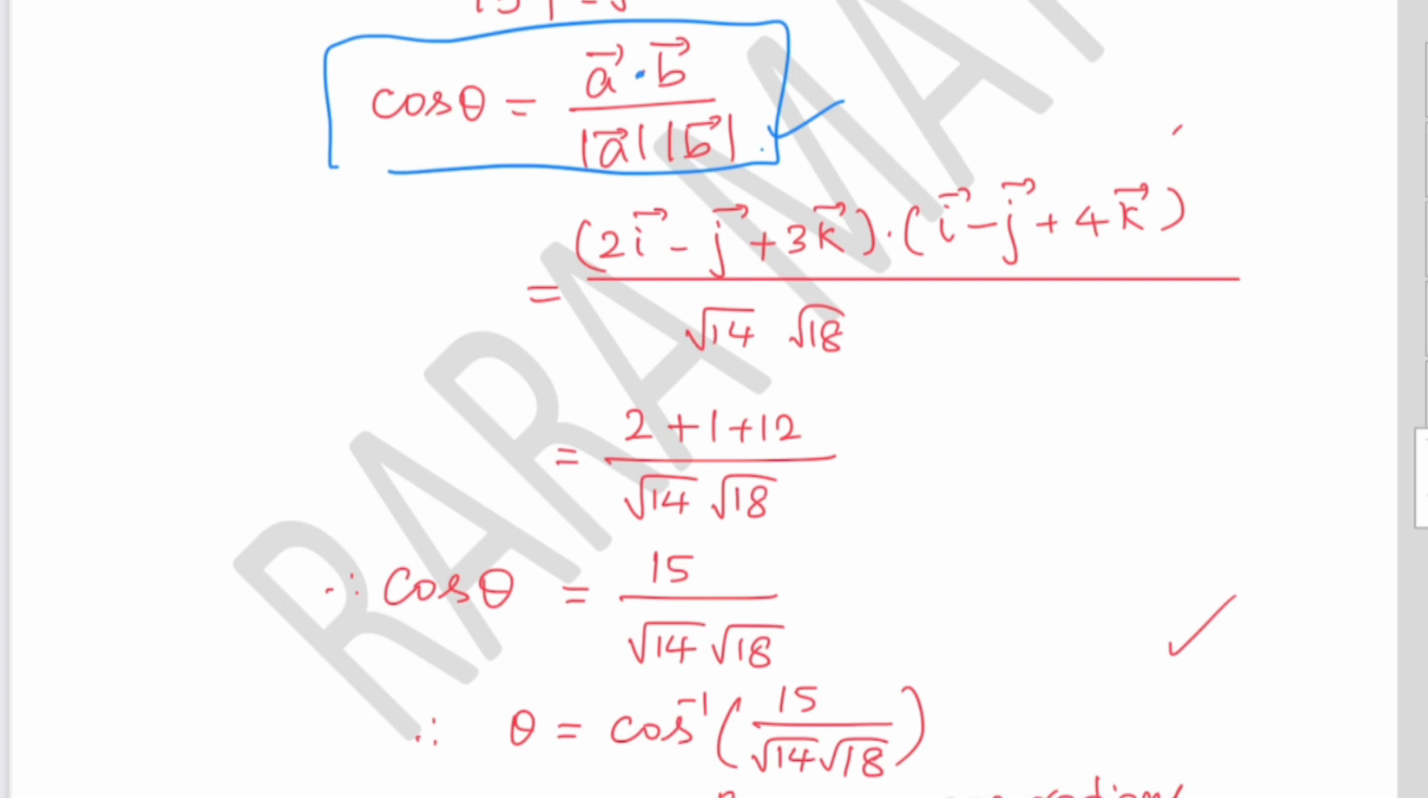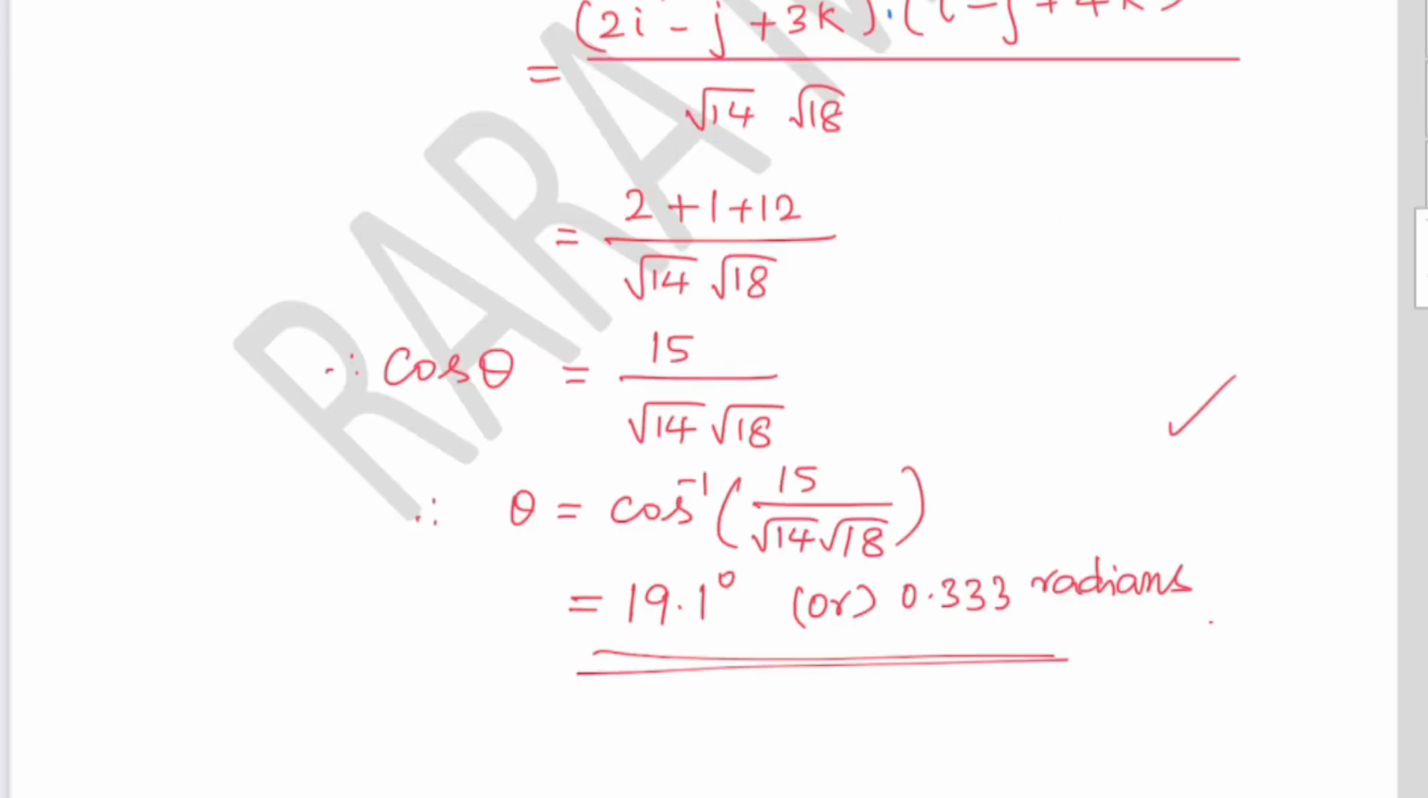That gives (2i minus j plus 3k) dot (i minus j plus 4k) over root 14 times root 18. When you find the dot product, you get 2 plus 1 plus 12 over root 14 times root 18. That is, cos theta is 15 over root 14 times root 18. Therefore theta is cos inverse of 15 over root 14 times root 18, which gives 19.1 degrees or 0.333 radians.